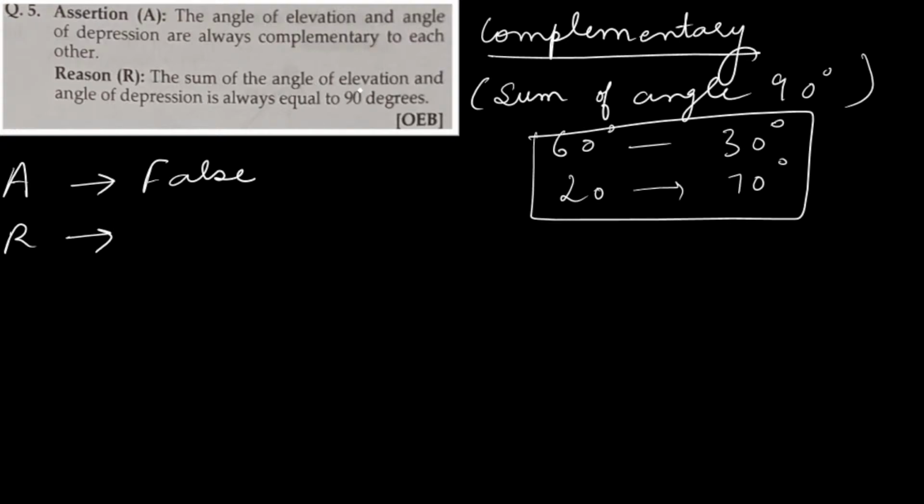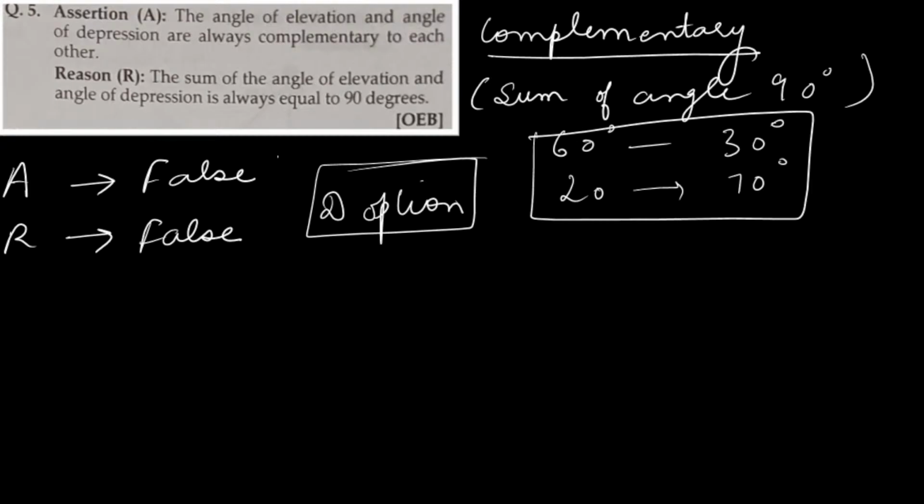The sum of angles of elevation and depression is always equal to 90 degrees. The same thing. First of all, they have mentioned complementary, then they have mentioned its meaning. So that means this is also false. Both are false. So option D, both false, is the correct one.